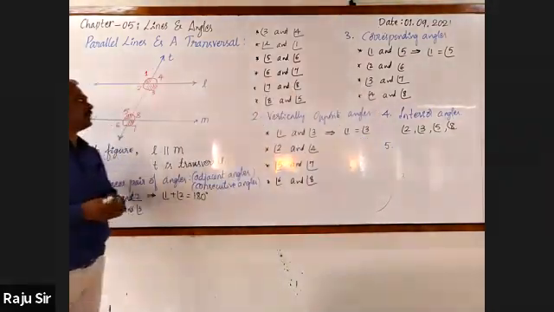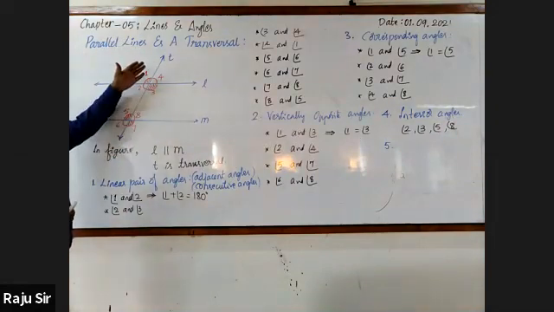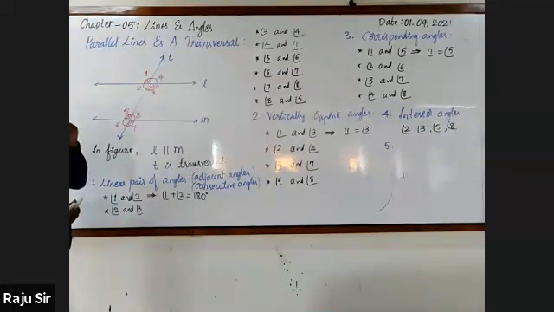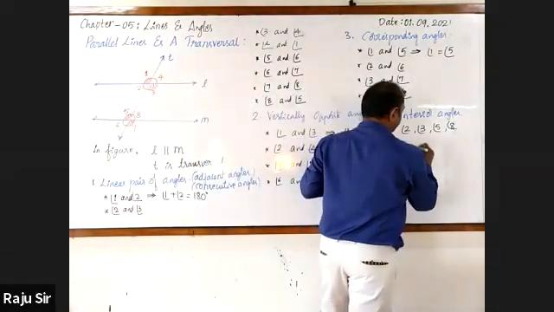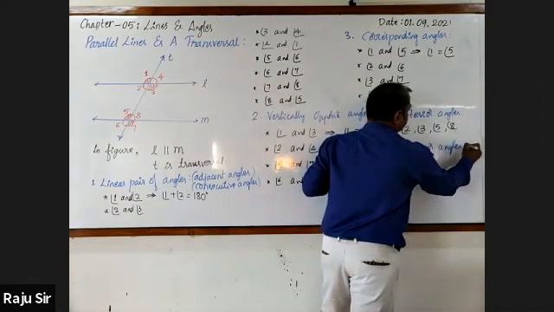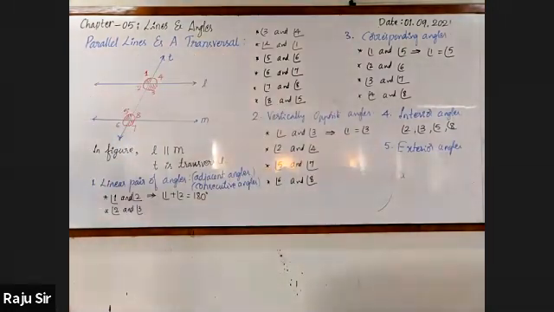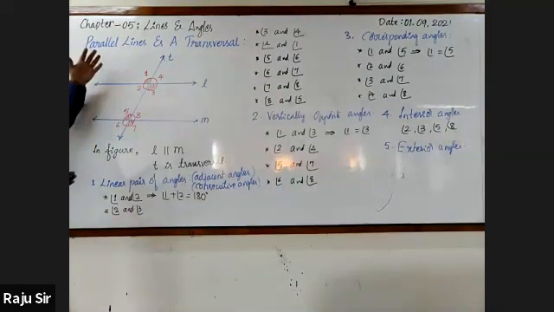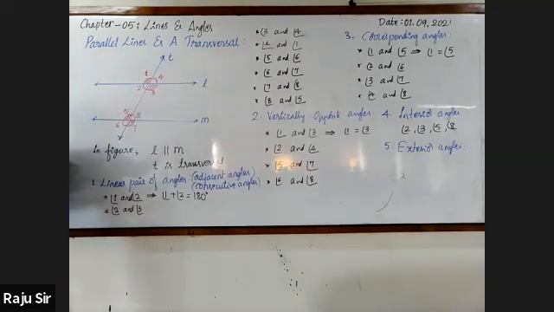The angles that are formed on the other side are exterior angles. Name the exterior angles. 1, 4, 7. Which ones are outside the parallel lines? 1, 4, 7, 8? 1, 4, 7, 6? Wait. He is telling.